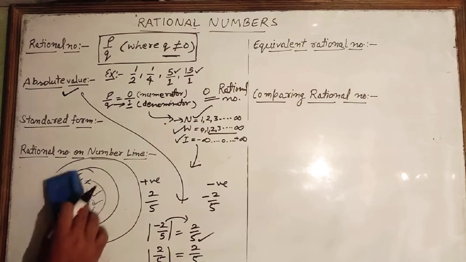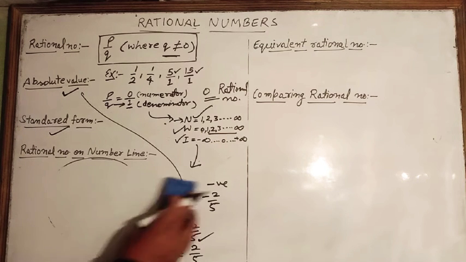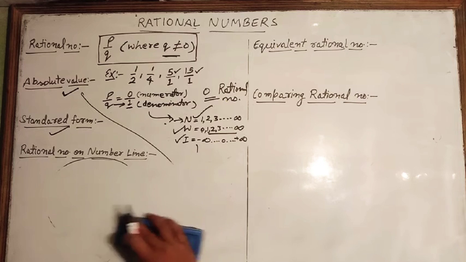Now come to the standard form, that is the third one. Standard form of a rational number. See how we can write it here. Just see.